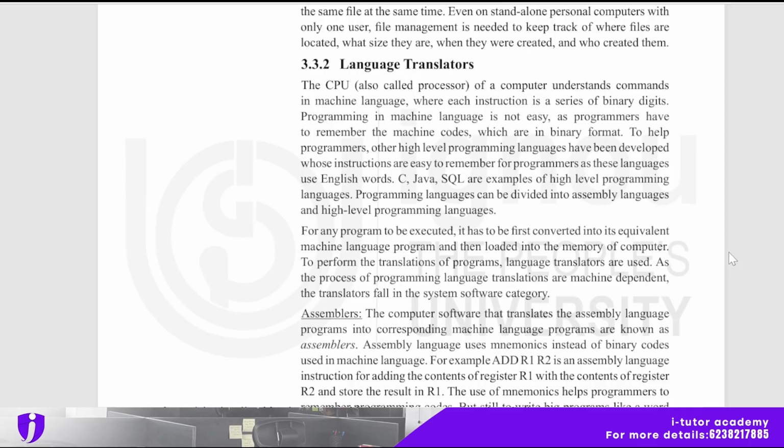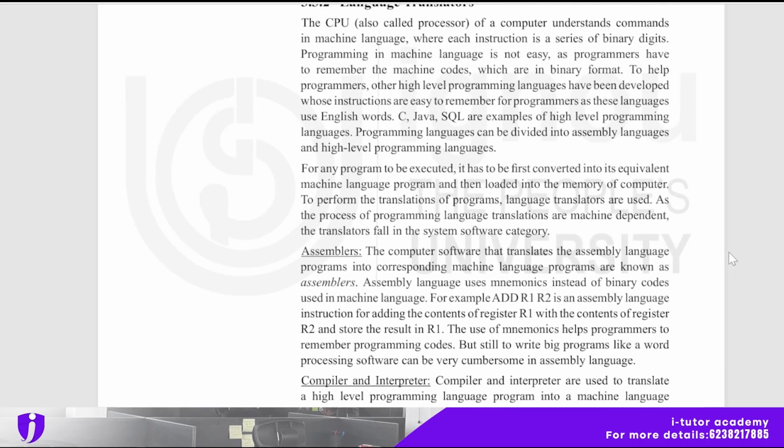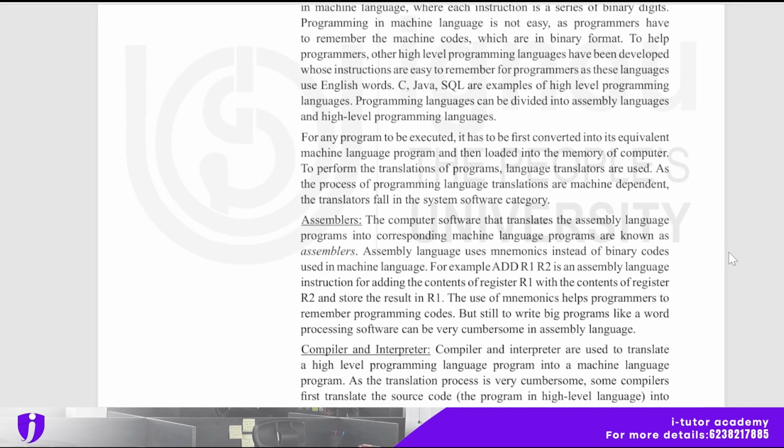Programming in machine language is not easy, as programmers have to remember the machine codes, which are in binary format. To help programmers, high level programming languages have been developed whose instructions are easy to remember, as these languages use English words. C, Java, and SQL are examples of high level programming languages. Assemblers are the computer software that translate an assembly language program into the corresponding machine language program.